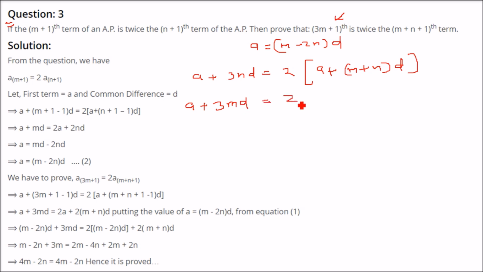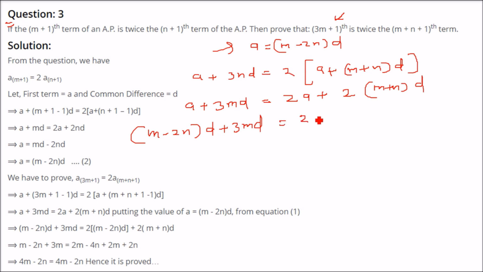A plus 3MD equal to 2A plus 2M plus N into D. Now we are putting the value A as M minus 2N into D. So A I am putting as M minus 2N, D plus 3MD, and here 2A I am putting as M minus 2N plus 2M plus N D. Now you see D is common.